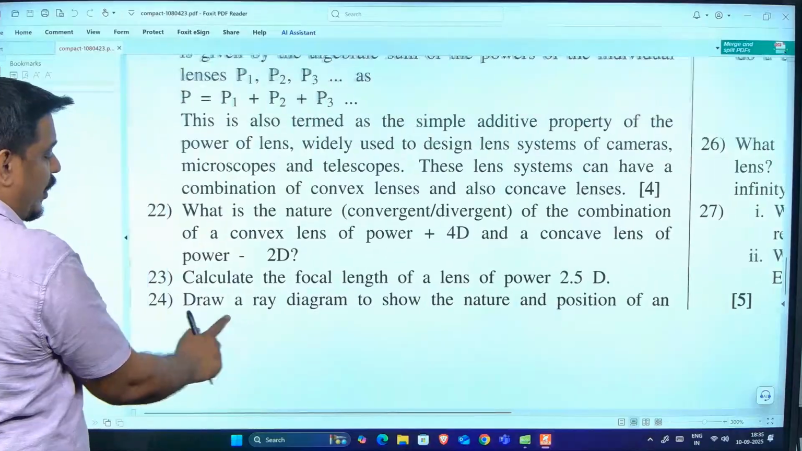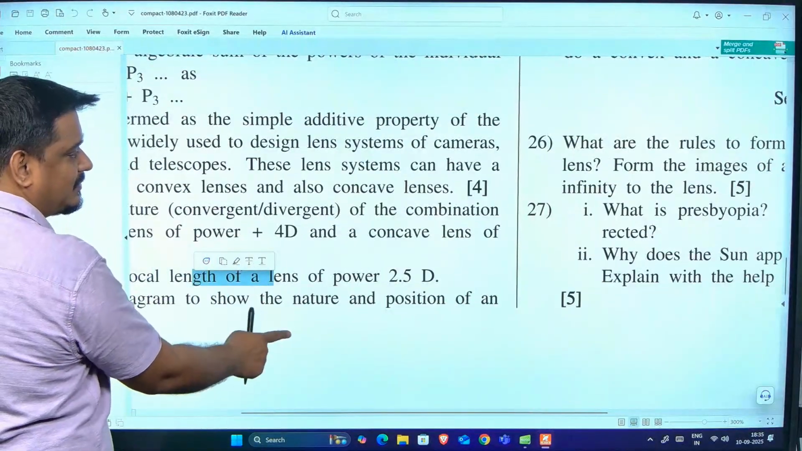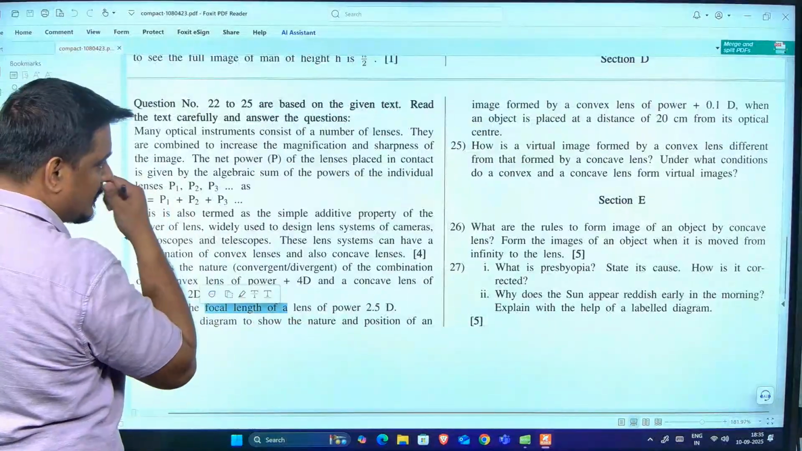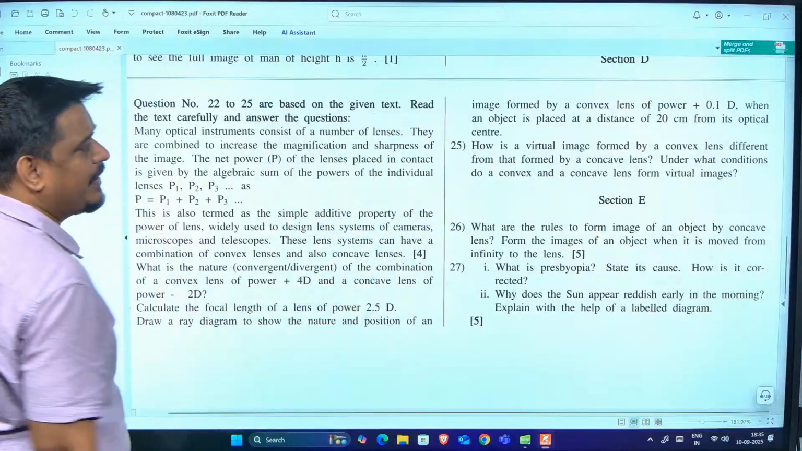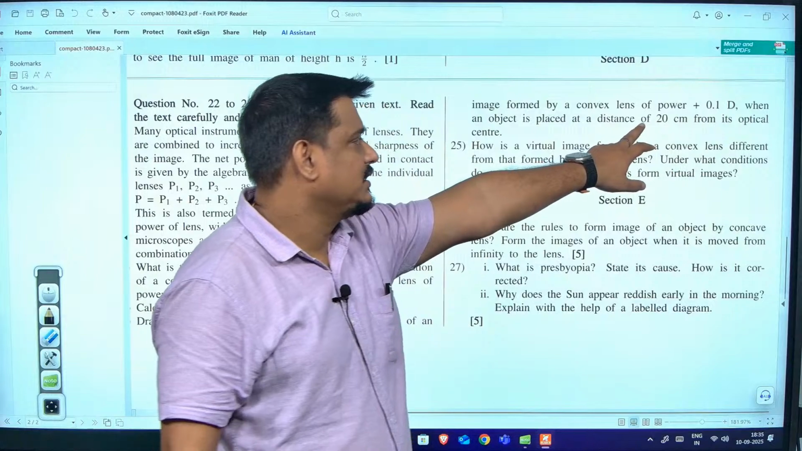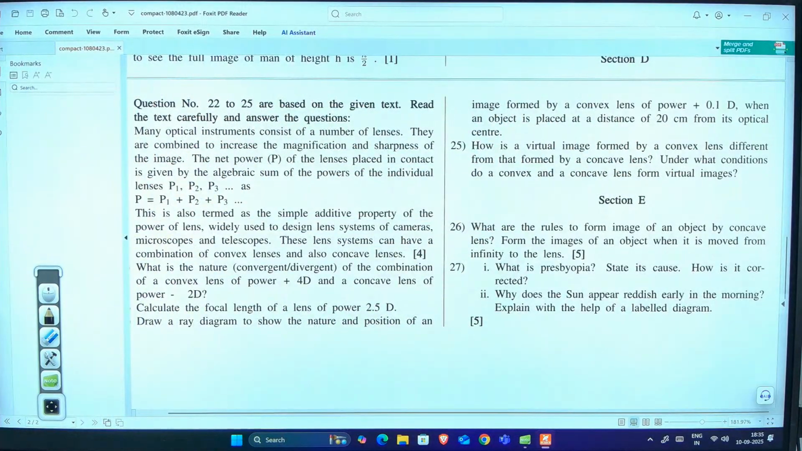Question number 24 I am talking about. Draw a ray diagram to show the nature and position of an image formed by a convex lens of power plus 0.1 D when an object is placed at distance of 20 centimeter from its optical center.